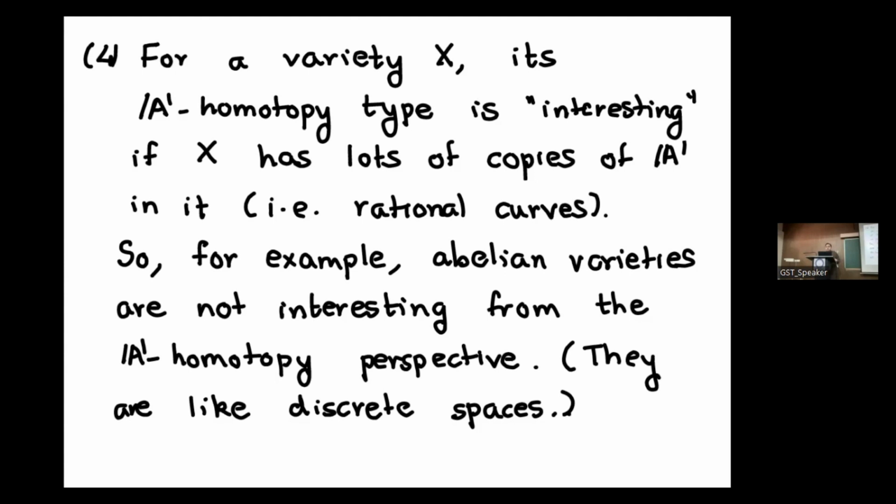So varieties which don't admit any non-trivial maps from A1 are not going to be interesting. For example, an abelian variety. In an abelian variety, there are no non-trivial maps from A1 into the abelian variety. Any such map actually factors through a point. And so from the perspective of A1 homotopy theory, abelian varieties might look like nice irreducible varieties, but from the point of view of A1 homotopy theory, they are basically like discrete spaces. There is nothing to study there. They are like sets.